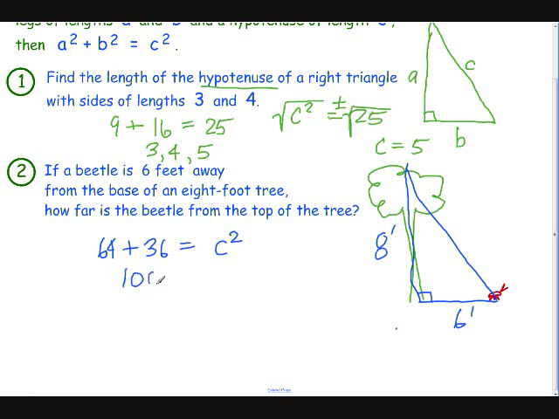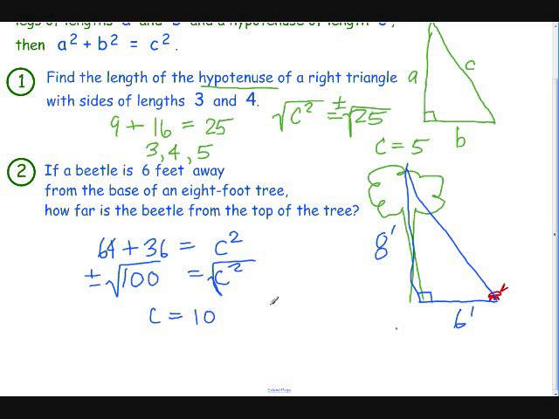equals c squared. And when I take the square root of both sides, plus or minus actually, I'm going to write that in, even though we're not going to use negative. Negative doesn't make sense here. I'm only writing it in as a process because it's so easy to forget that in other situations. We have c is equal to 10.